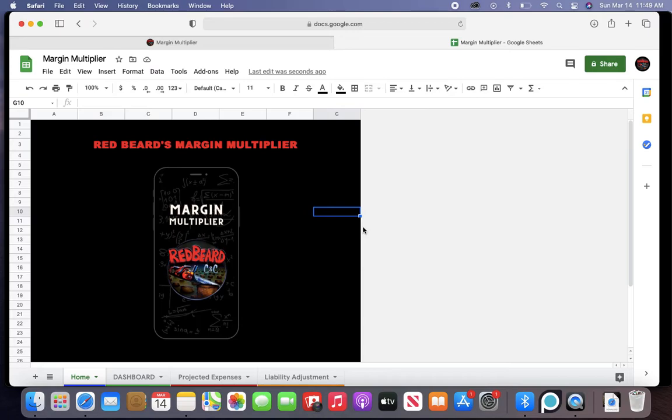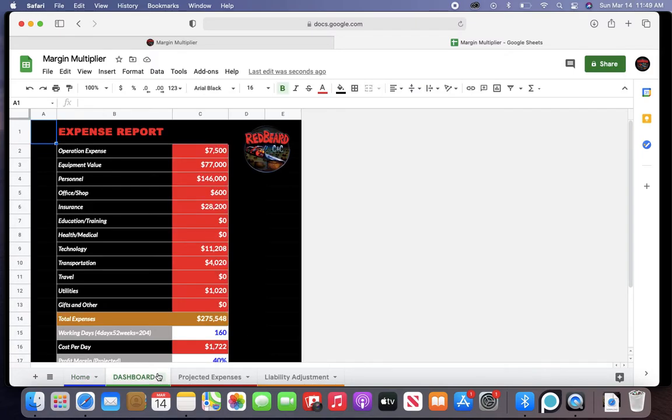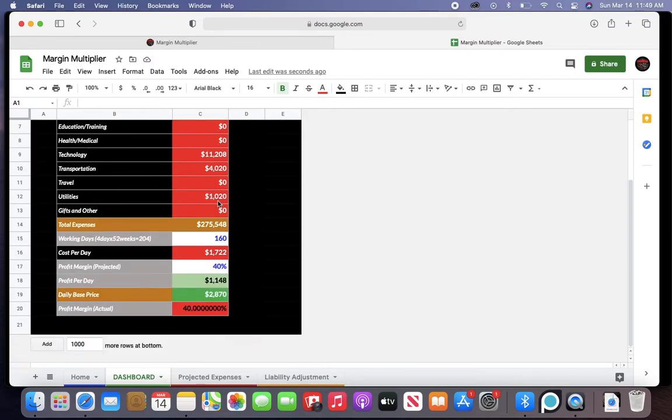So here's the deal. If you're running a tree service business and you're trying to get your pricing sorted out, maybe you got some losers here and there, or you're just not sure exactly what to charge. I'm going to share with you exactly how to know what you need to charge. Okay. So this is the dashboard.